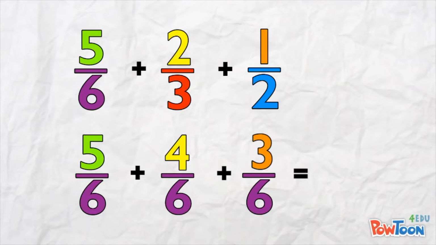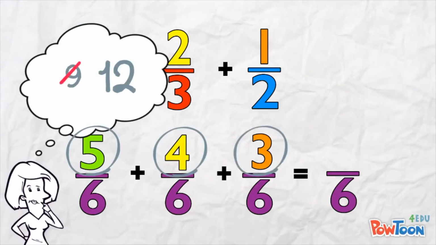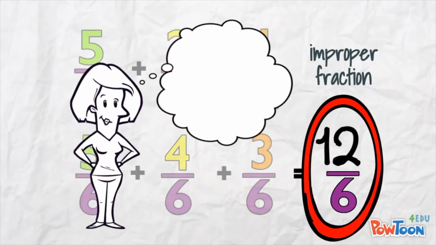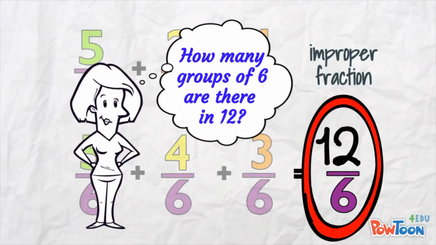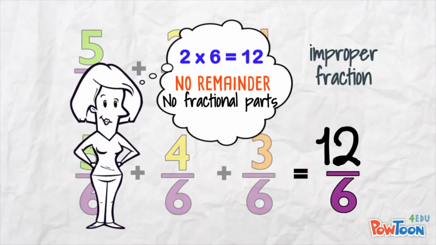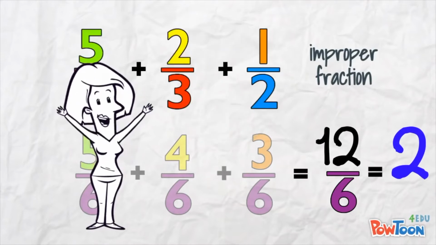I can write my answer's denominator straight away. Our final fraction will be something over 6. And now we just have to add the numerators. 5 plus 4, that's 9, plus 3, that gives us 12 over 6. That is an improper fraction, and we can't leave it like that, so we have to work it out. 12 divided by 6. How many 6's are there in 12? There's 2 lots of 6 in 12. There's no remainder, so there's no fractional parts to show. Our answer is just 2. When we add these fractions, we get a whole number in our answer. Cool!